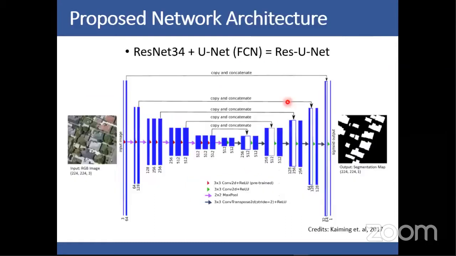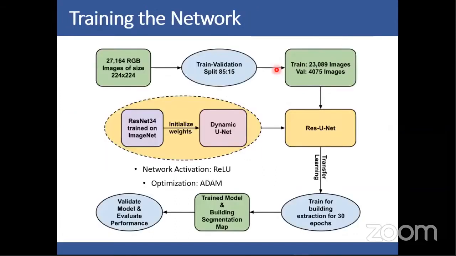So this is the proposed architecture. We are using a deeper network, and it is a combination of two networks. We are using ResNet 34, which is a pre-trained architecture on ImageNet, and we are using UNet, which is an FCN. So the resultant architecture is ResUNet.